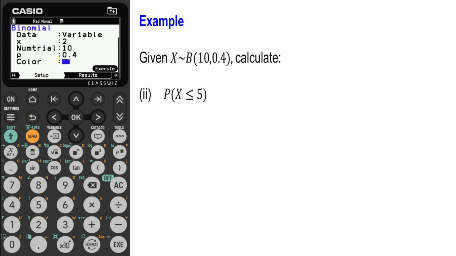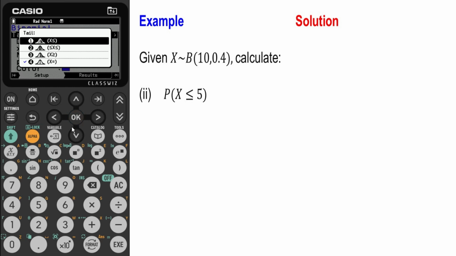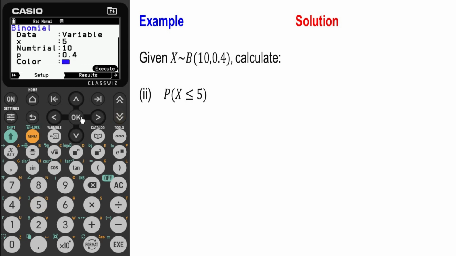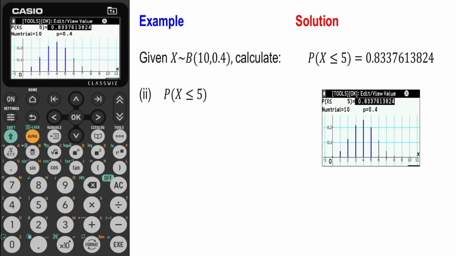For the next example, we have to calculate the probability that X is less than or equal to 5. Let's change the tail type. We will use the first option. We have X is less than or equal to 5, so here X is 5. You will find the probability that X is less than or equal to 5 is equal to 0.833, etc.